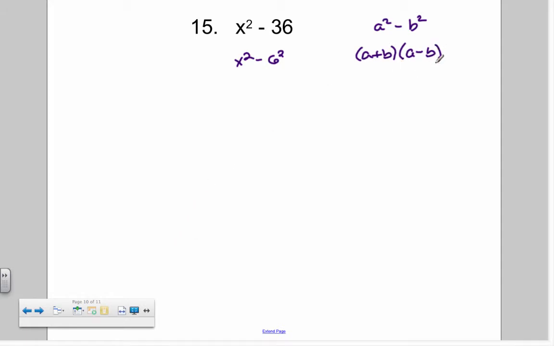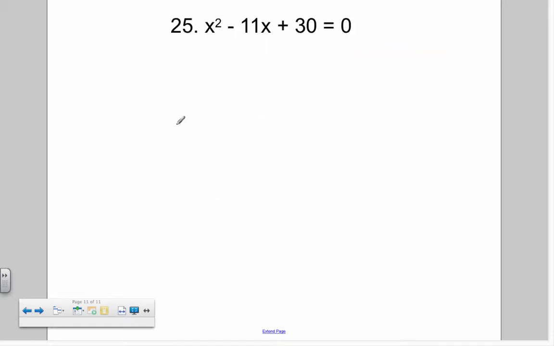So we have a plus and a minus. The important thing to remember is that it's whatever it is squared. So in this case, my a is really x, and my b is 6. So I'm going to have x plus 6 times x minus 6. Be very careful that in the back you don't put 36. You need to put whatever the square root of that is. So this is a special case, and we can easily factor that into x plus 6, x minus 6.